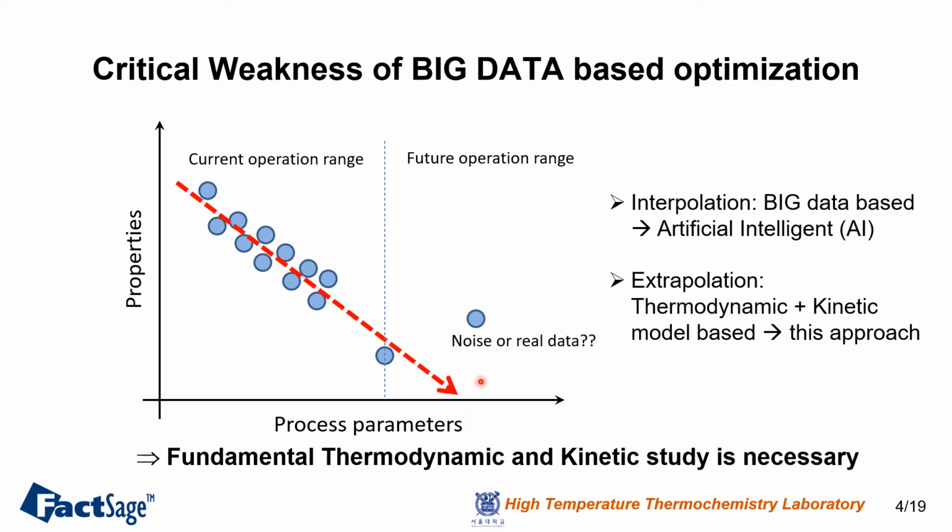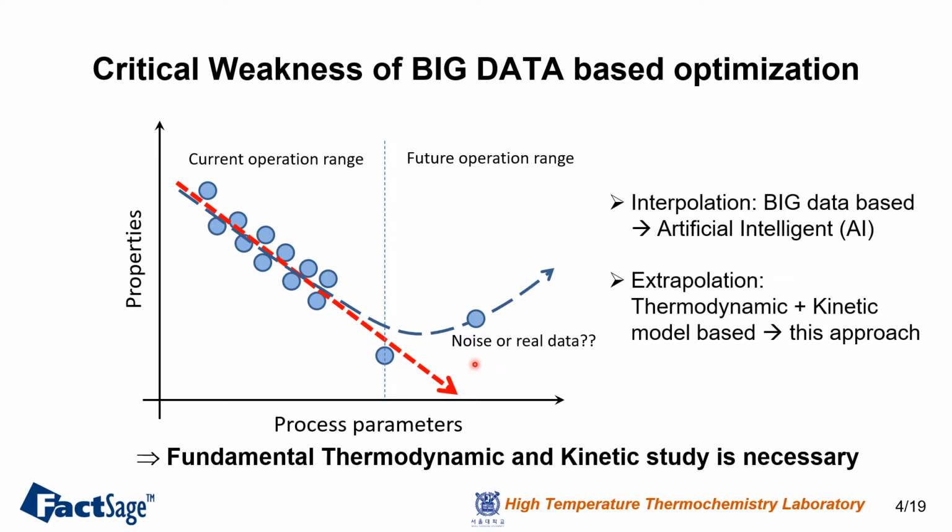And even though very little data is available, AI or machine learning cannot tell whether this data is noise or real data. So if you believe this data is real, you can change the operation in this way. Or if you don't believe this data, then you can make the original curve like this. An AI or machine learning cannot make this decision, and most engineers also cannot dare to make this kind of decision. So this is one of the critical weaknesses of the current big data-based optimization.